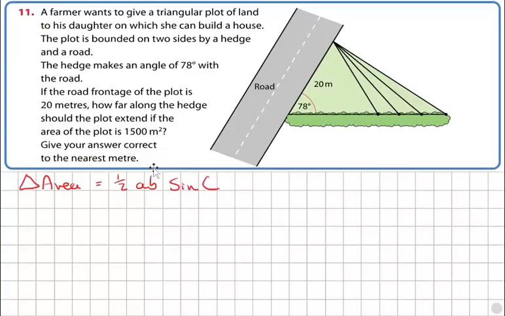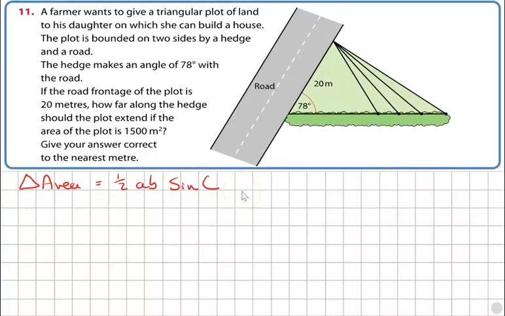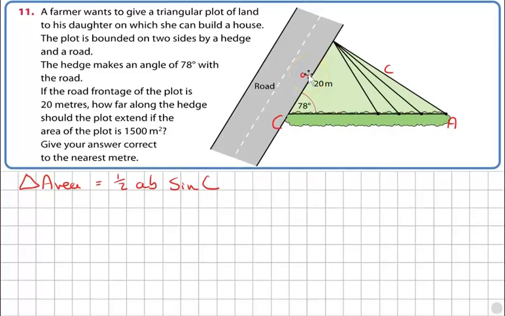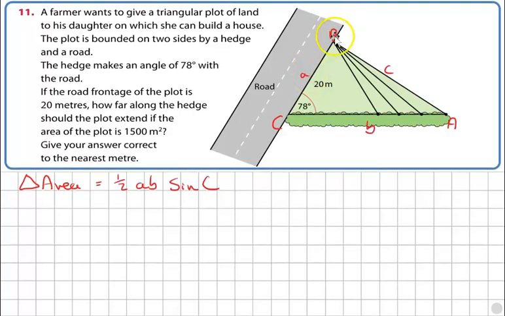So I'm going to write out the area formula, half ab sine C. I'm going to label that angle 78 degrees as capital C. So this side is lowercase c. I'm going to label this as capital A, so the 20 meters is lowercase a. And I'm going to label this as capital B, so this is going to be lowercase b.